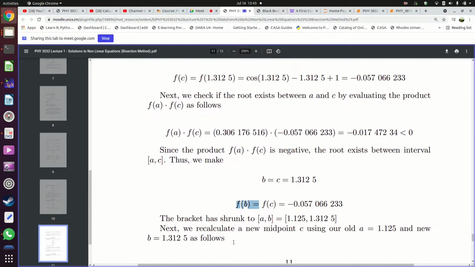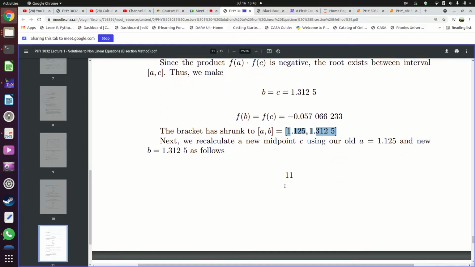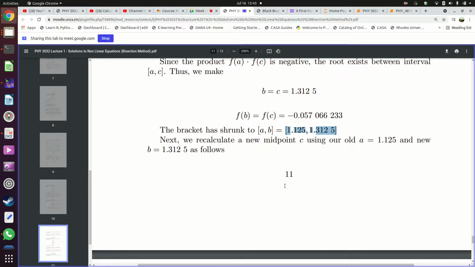So when you do that, our bracket AB is now going to shrink. It's going to become 1.125, 1.3125. This is going to be our new bracket. Are we clear? So our bracket is getting smaller and smaller, while making sure that whatever is in this particular bracket is going to hug the solution, or the root, of this particular function. Are we clear?